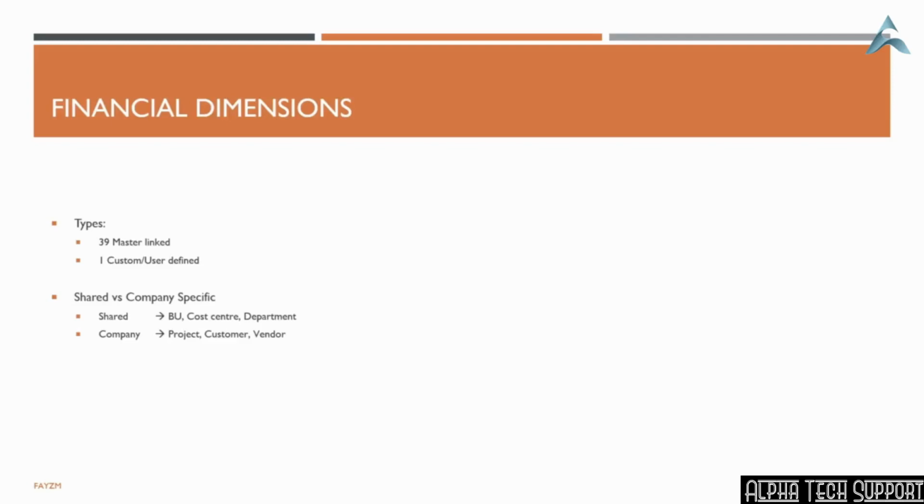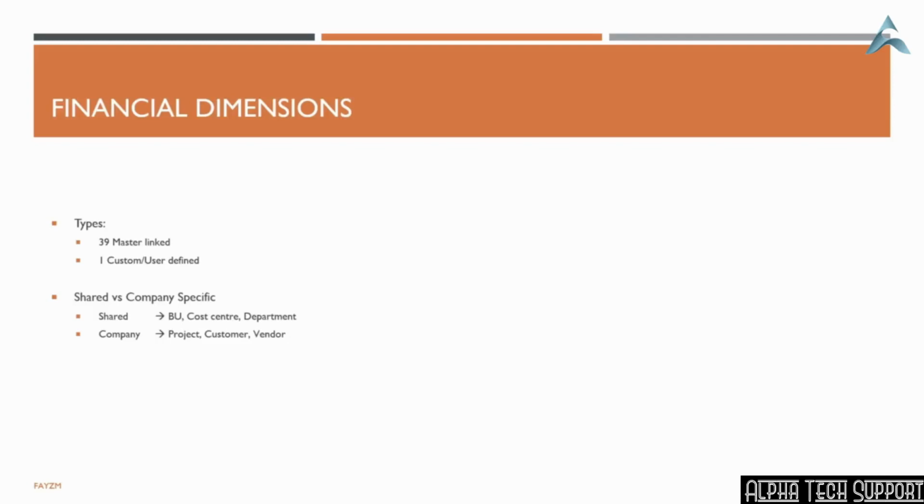Now, what if your customer says that he wants a separate financial dimension which is not there within these 39 master linked dimensions that have been provided by Microsoft? In that case, you can create a custom or user-defined financial dimension, which is not linked to a master. It will not be created automatically. The user will have to go and create a new financial dimension value each time they need a new tracking dimension.